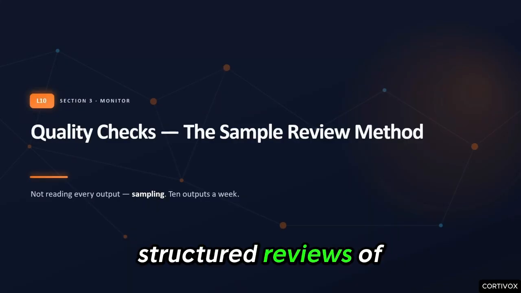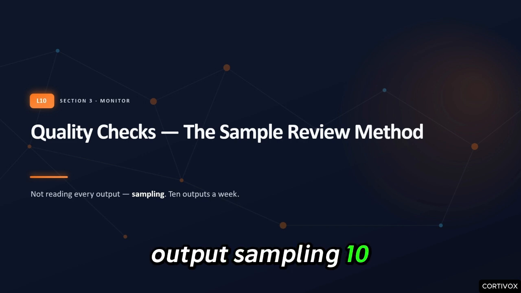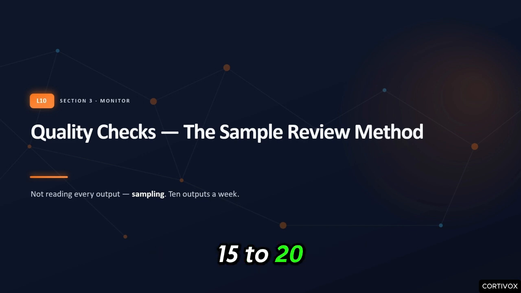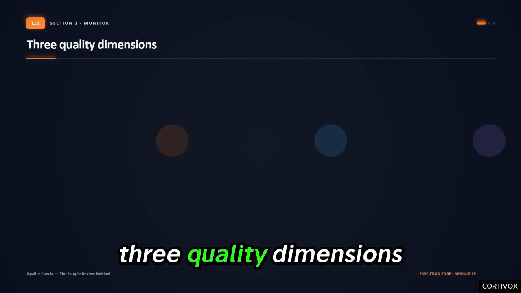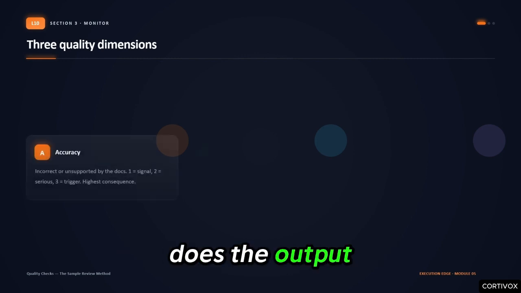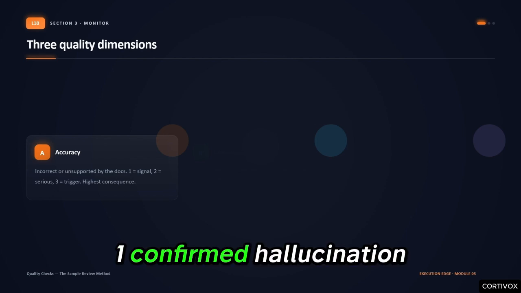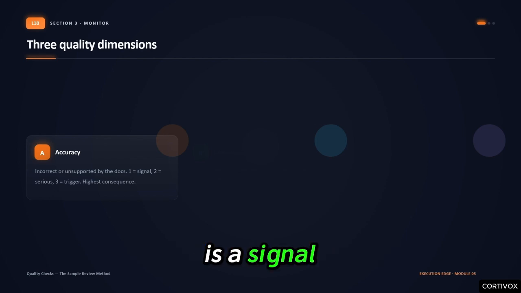Quality checks are structured reviews of system outputs, not reading every output, but sampling. 10 outputs per week, 15 to 20 minutes, reveals patterns that no other method catches. Three quality dimensions for every sample review. Accuracy. Does the output contain information that is factually incorrect or not supported by the knowledge documents? One confirmed hallucination in a sample is a signal. Two is a serious signal. Three is an intervention trigger. Something must change before the next review.